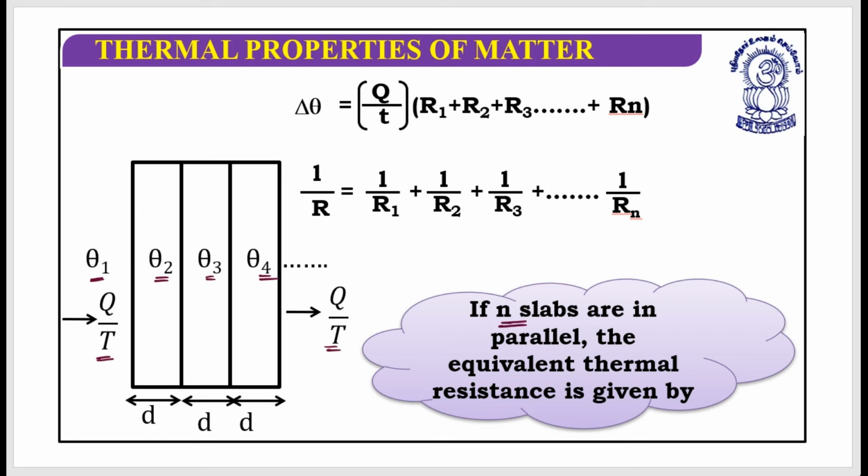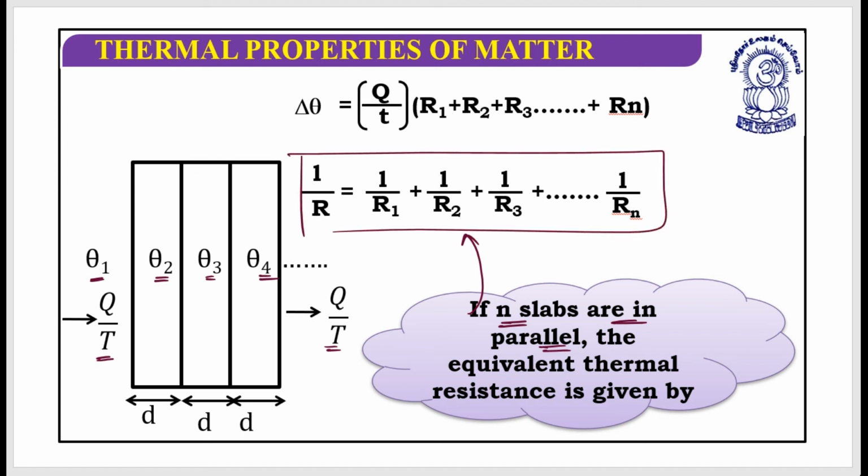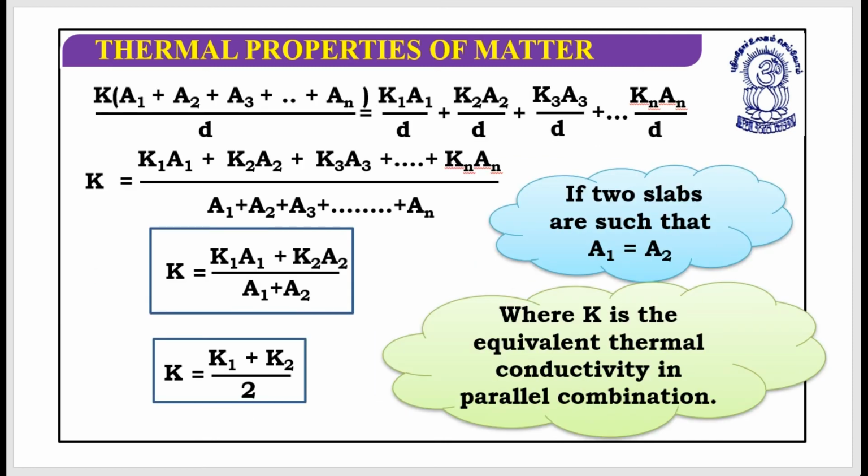If these n slabs are connected in parallel, then the equivalent resistance can be written as 1 by R is equal to 1 by R1 plus 1 by R2 plus 1 by R3 up to 1 by Rn. In this situation I could write K multiplied by (A1 plus A2 plus A3 up to An) divided by d, which is equal to, for the individual slabs, K1 A1 by d plus K2 A2 by d plus K3 A3 by d up to Kn An by d. If I solve this, K is equal to (K1 A1 plus K2 A2 plus K3 A3 up to Kn An) divided by (A1 plus A2 plus A3 up to An).